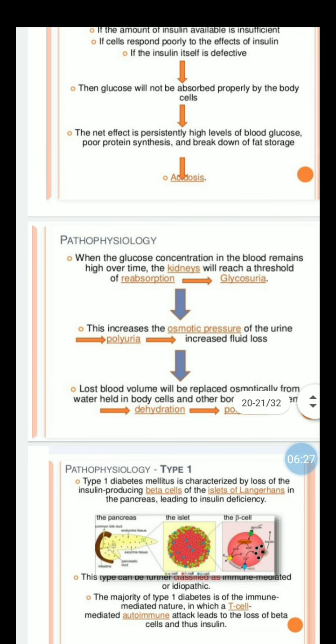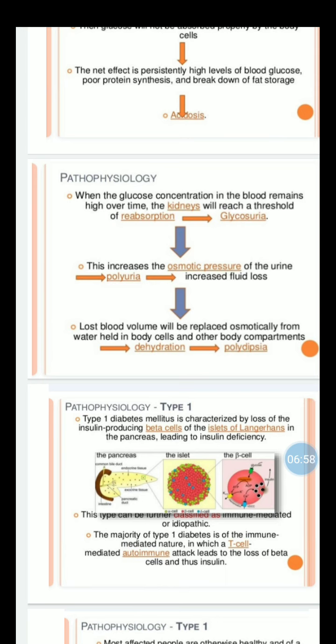Then, when the glucose concentration in the blood remains high for a longer period of time, the kidney will reach its threshold of reabsorption, that is glycosuria.